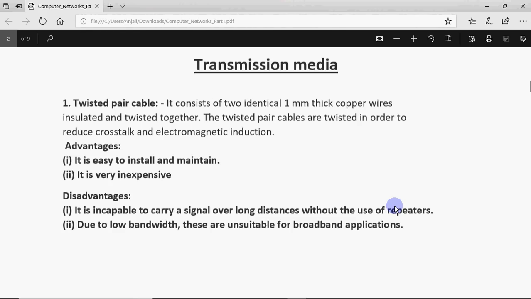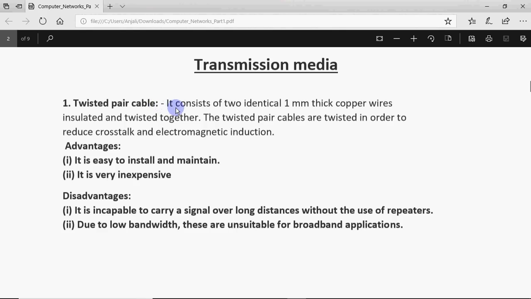Now cables can be of further types, so we will be discussing that when we talk about wired media, which is also called guided media, that is cables. So cables are of two types. They can be copper wires and they can be fiber optics. In case of copper wires, again I have two options. One is twisted pair cable.